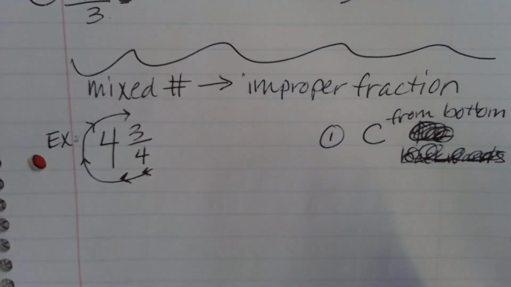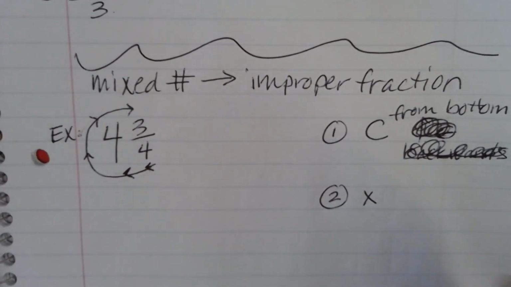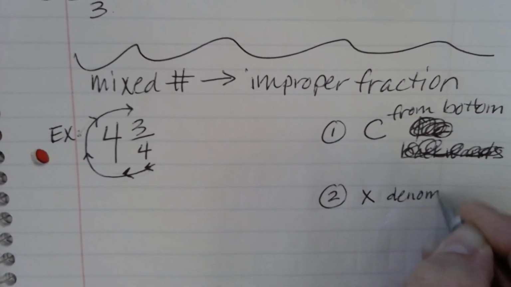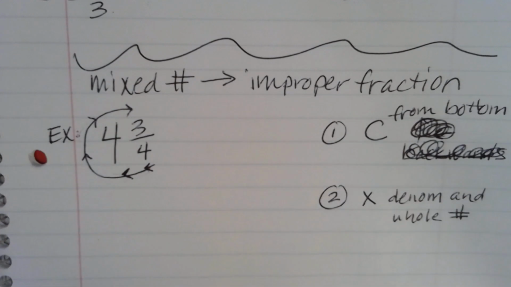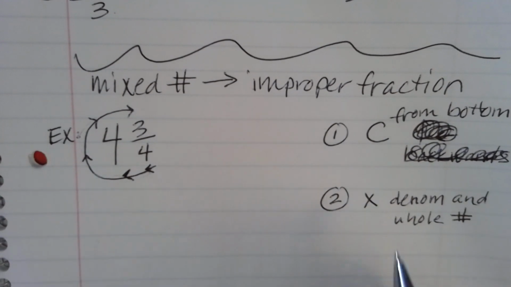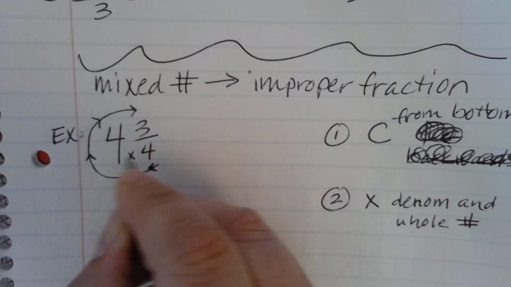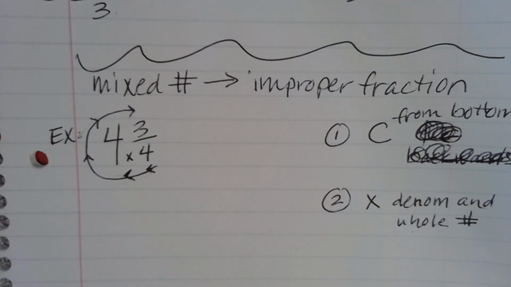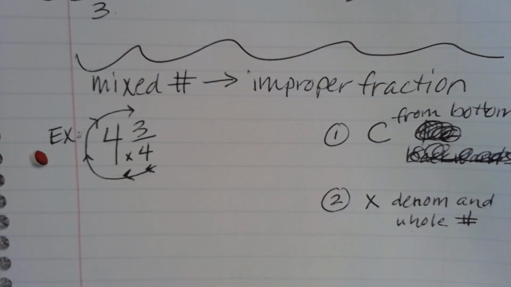All right, so guys, step 2. Step 2 is we are going to multiply the denominator and the whole number. Go ahead and write that down. I'm shortening this: multiply, denominator, and whole number. I'm going to put my X right here between these two numbers. I'm going to start down below and say the denominator times the whole number.